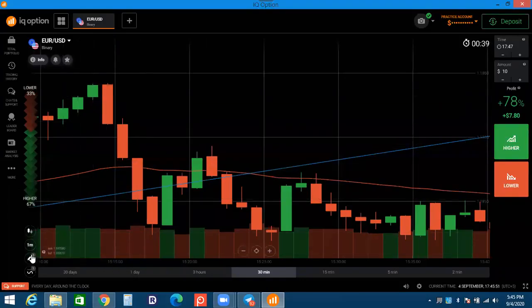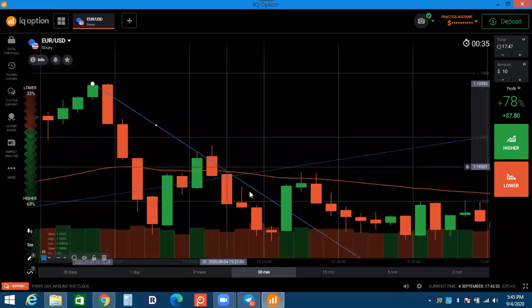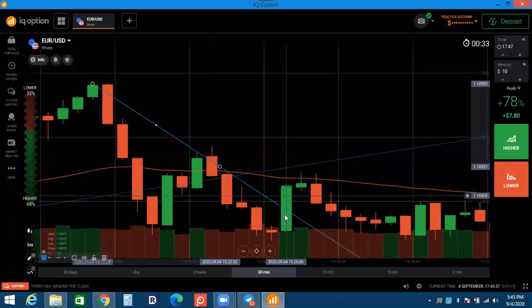On this point, market moves down, market moves down. So now it's broken. We cannot take this one, because this level is broken.